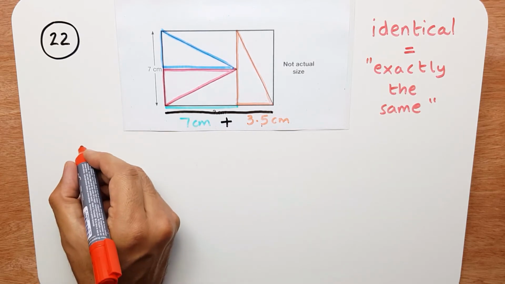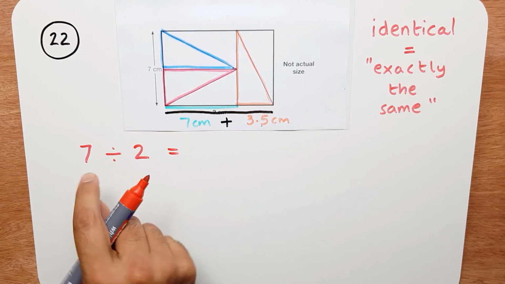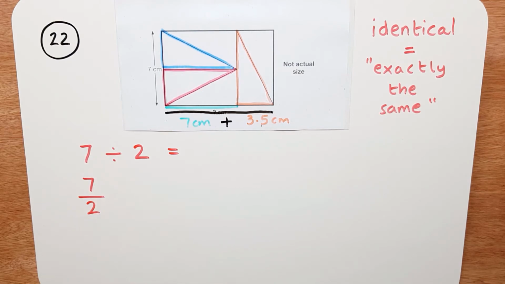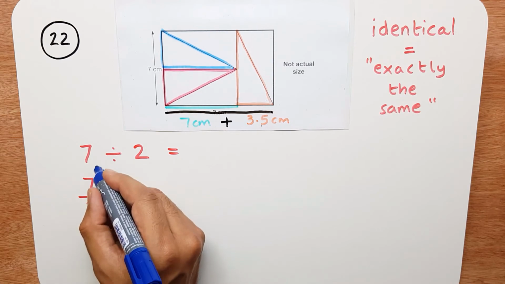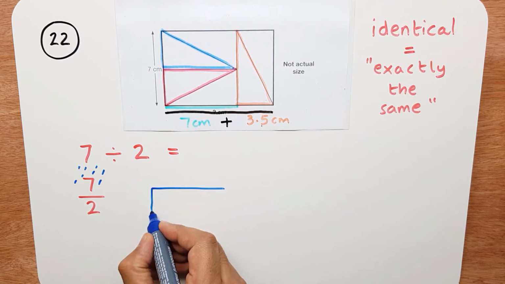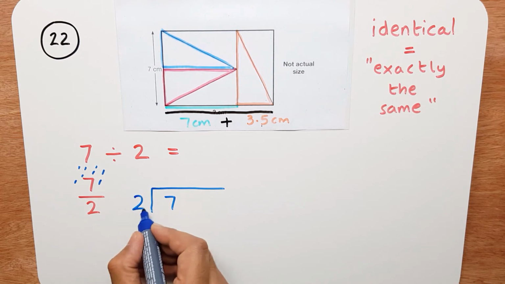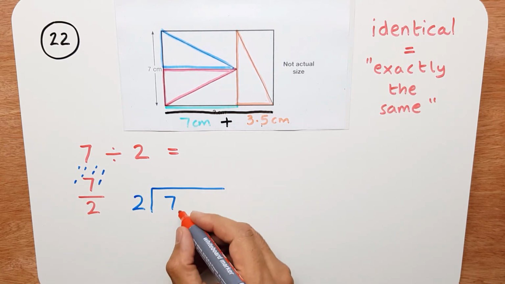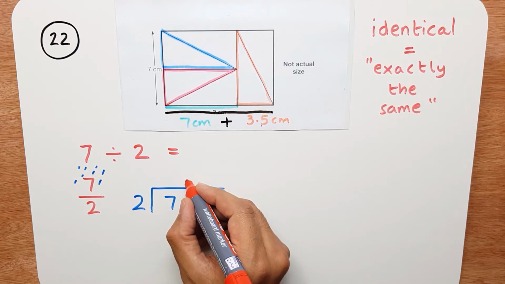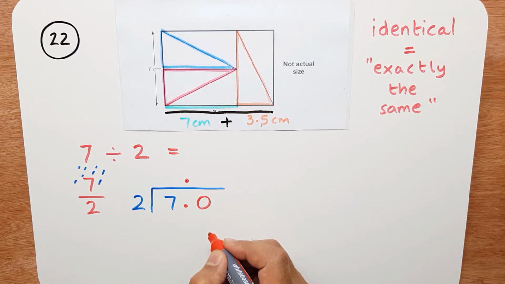Now I just want to show you 7 divided by 2 using the bus shelter method. So I can write that as 7 divided by 2. It's raining, so 7's getting wet, so we'll build a bus shelter. So the 7 goes inside to stay dry, and the 2 has to go outside. Now because I'm going to be using decimal points, I'm going to put my decimal point there and there, and I'm going to add a 0.